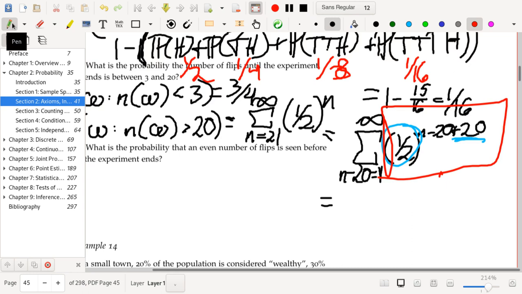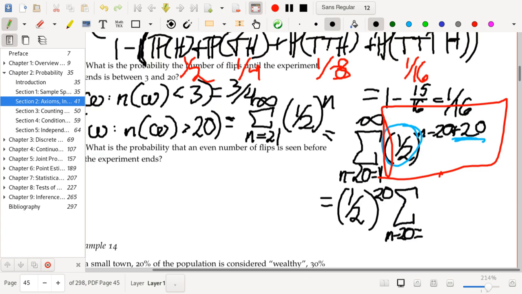Well, I can now say that this is equal to 1/2 to the power 20, since that is effectively a constant that doesn't depend on n. And I have a sum from n minus 20 equals 1 up to infinity of 1/2 to the power n minus 20. But n minus 20, you know what? I'm just going to call that i. So replace all the n minus 20s with i. So i equals 1 to infinity, 1/2 to the power i. Oh, I know how to compute this. This is going to be 1/2 times 1/2 divided by 1 minus 1/2.